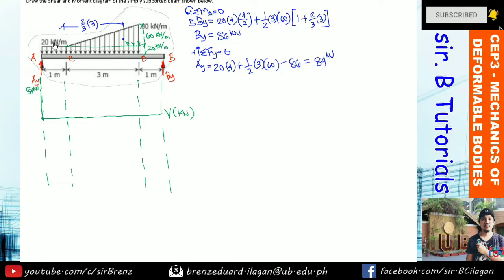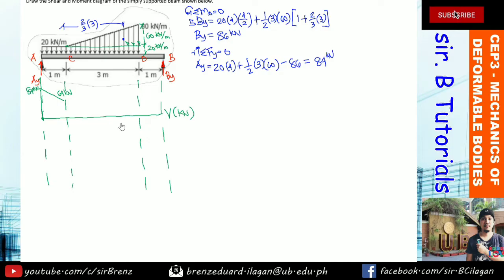And ang rectangle again is a 0-degree curve, so magiging first degree siya. Okay, so first degree is in the shape of a triangle or a trapezoid. Since you still have a positive value, hanggang dito siya. So in the shape of a trapezoid. So that will be equal to 64. Okay?